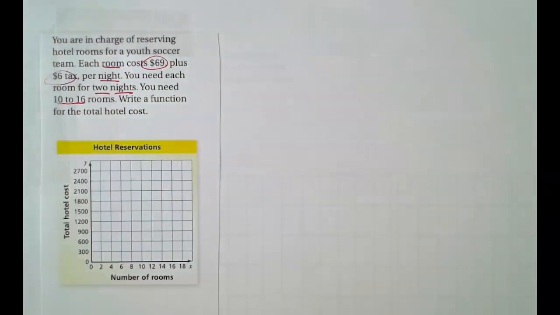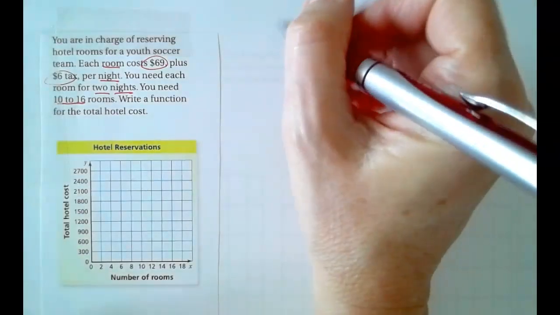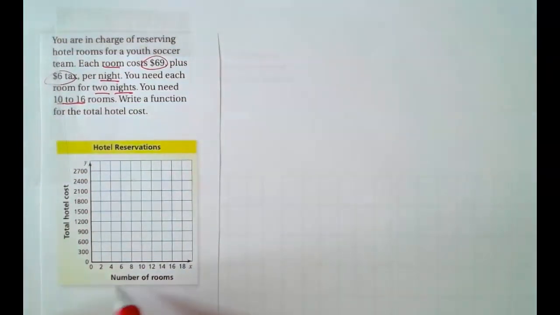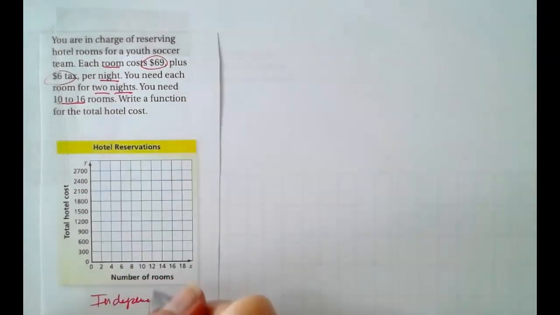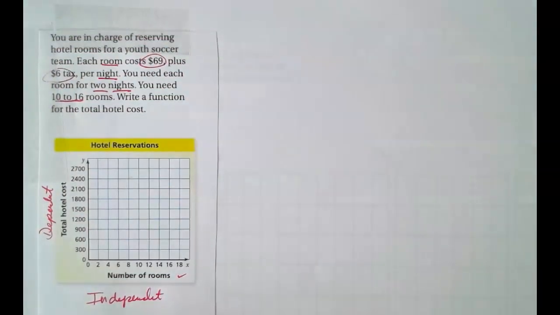We are going to write a function for the total hotel cost, and then we're going to graph it on this grid that's available for us. So first of all, let's define some variables. What is the independent variable? Our independent variable is down on the x-axis, and it's the number of rooms. The number of rooms dictates the total hotel cost. The total hotel cost over here is the dependent variable.